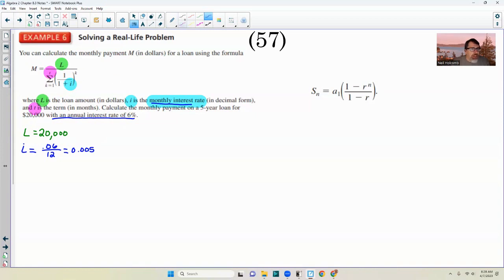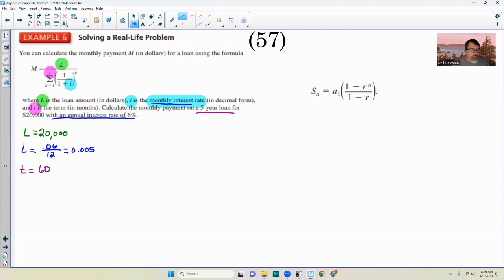Anyway, moving along. T. T stands for term in months. I thought it stood for trouble, but in this case, it's terms in months. So how many monthly terms are there in a 5-year loan? Well, it's 5 times 12, which is 60. Okay, so L is 20,000, I is 0.005, and T equals 60.